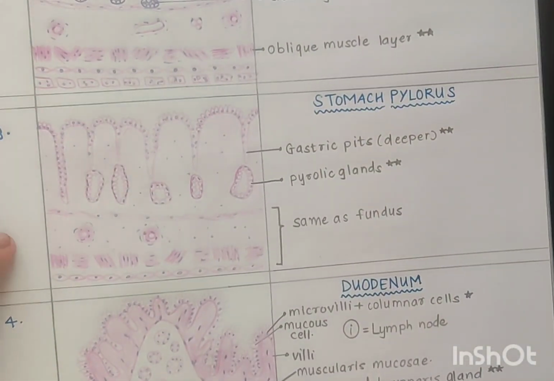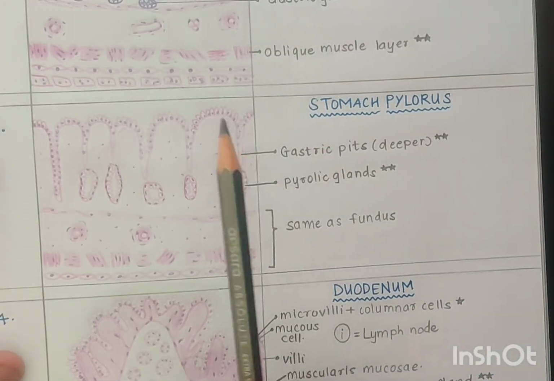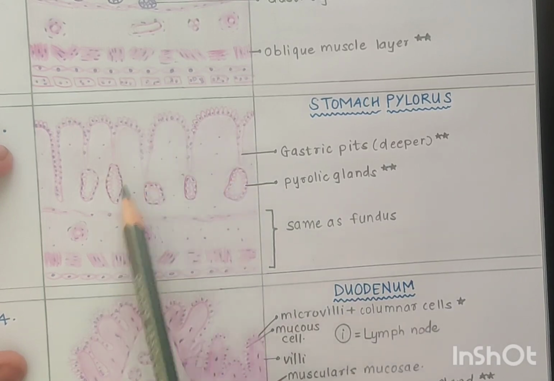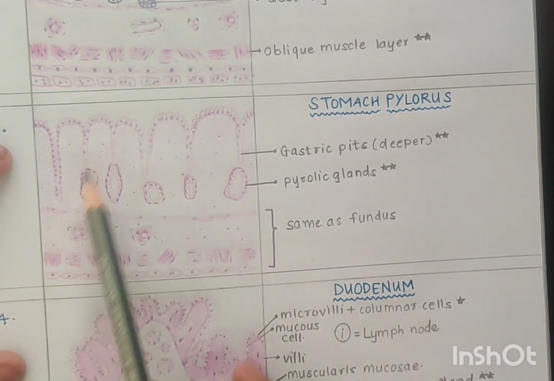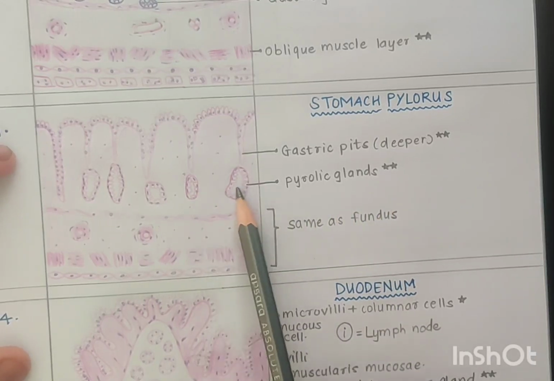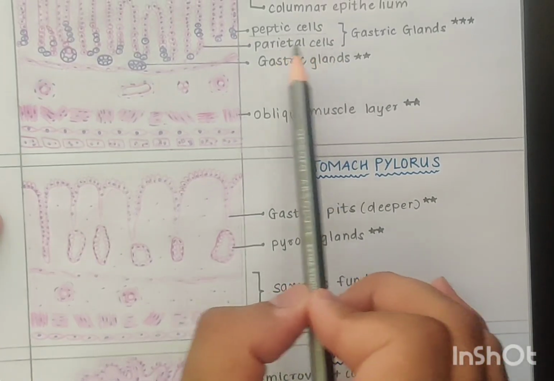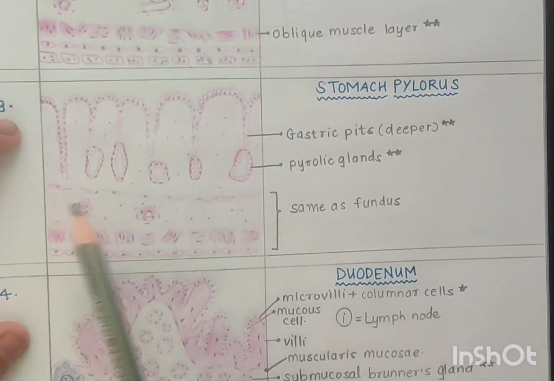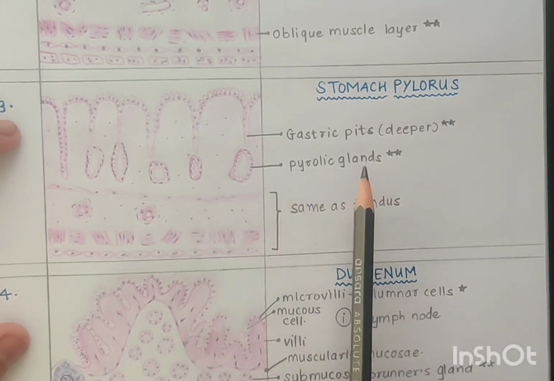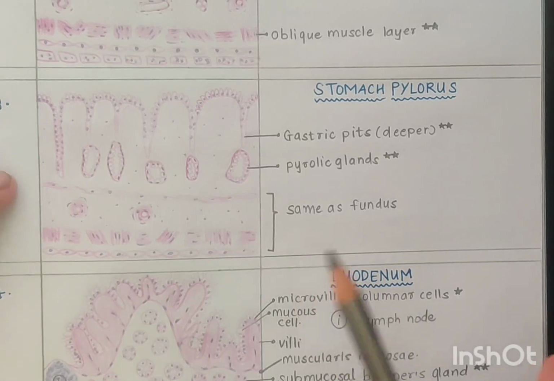Moving ahead to the stomach pylorus, as I said, the distinguishing features between the fundus and the pylorus are that the gastric pits are deeper in this case, as you can see clearly. So the pits are way deeper, and the pyloric glands are present instead of the parietal and peptic cells, right? Here we can see parietal and peptic cells. Here we cannot see the parietal or peptic cells. So the pyloric glands will be present. The rest of the features will be similar to the fundus.